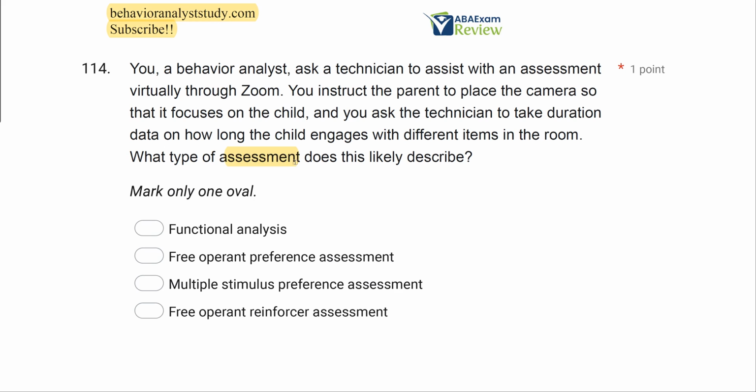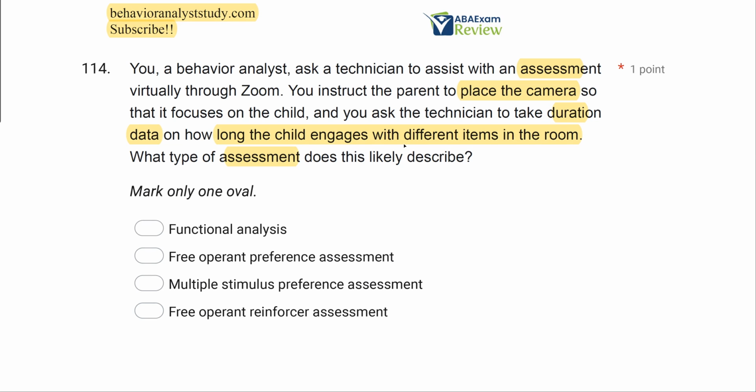Now remember, we're always looking for the best answer and the most accurate answer based on the information given. In this case, you're asking a technician to assist with an assessment through Zoom. You tell the parent, place the camera on the child, and you ask the technician to take duration data on how long the child engages with different items in the room. So immediately right there, you should be thinking preference assessment. And why? Well, because we're taking data on the child engaging with different items. We're trying to figure out what interests the child, which doesn't interest the child, and we can use that later on to conduct other types of assessments. So in this case, we're predicting some sort of preference assessment.